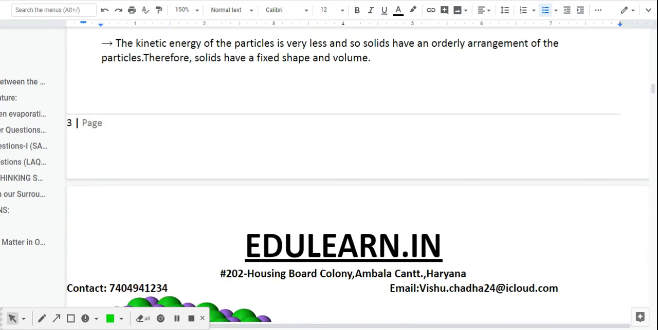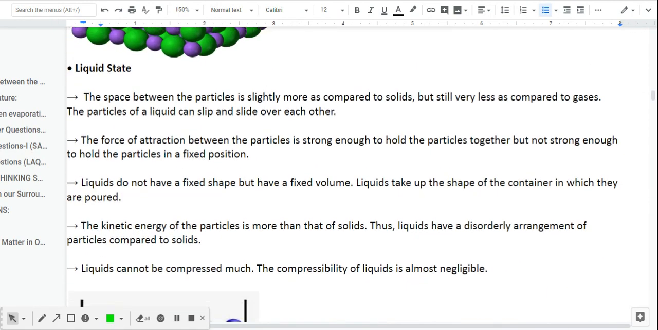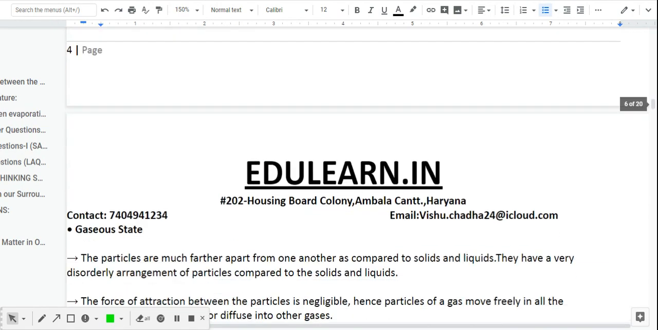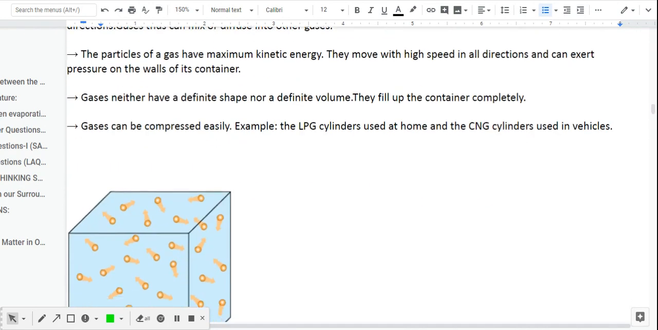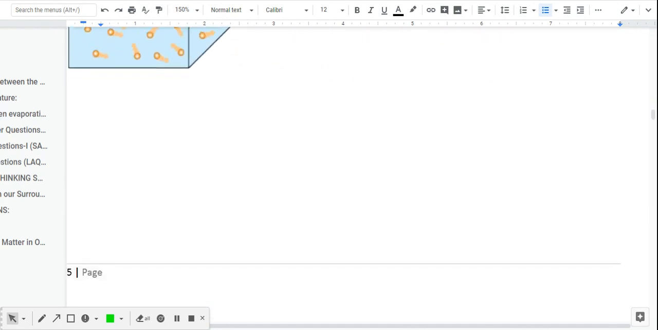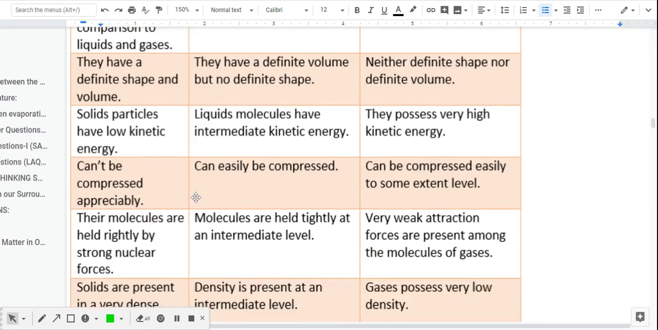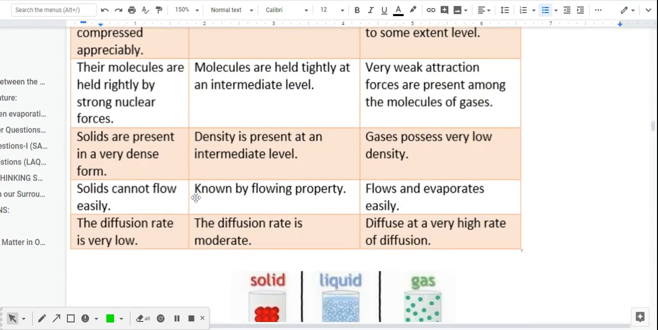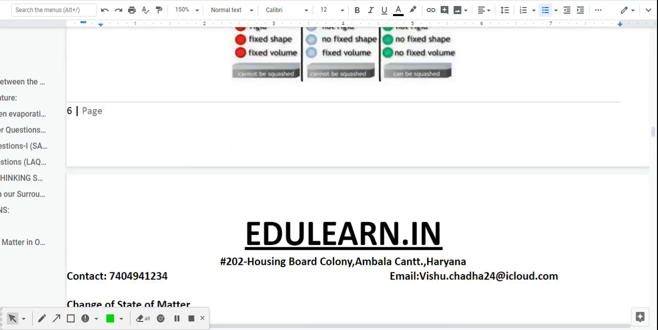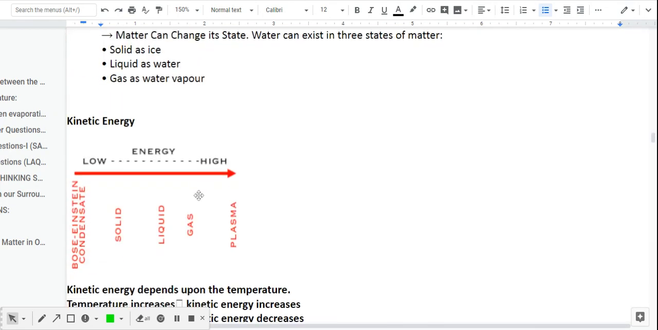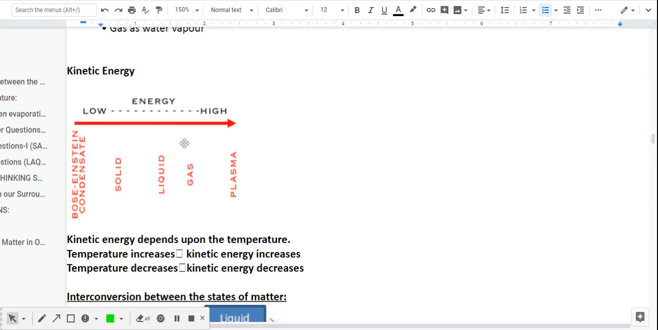So these solid, liquid and gases we have studied earlier also. Now we are going to jump to an important concept that we have heard right now in this chapter, but let's improve our knowledge related to that concept. That is the concept of kinetic energy. Are you able to see this figure out here? I hope so. It will be easily visible to all of you.